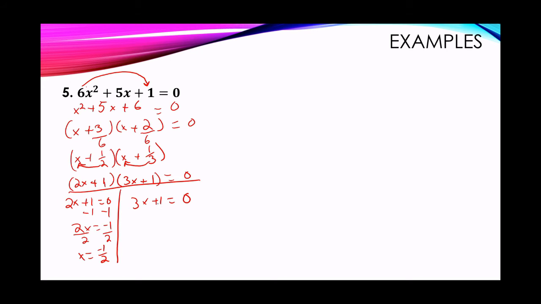All right. Same thing on the right side. Subtract 1 on both sides. I get 3x equals negative 1, divided by 3 on both sides. I'm left with x equals negative 1/3. Okay, so my answer here is negative 1/2, negative 1/3. So yes, you can have fractions as your solutions.